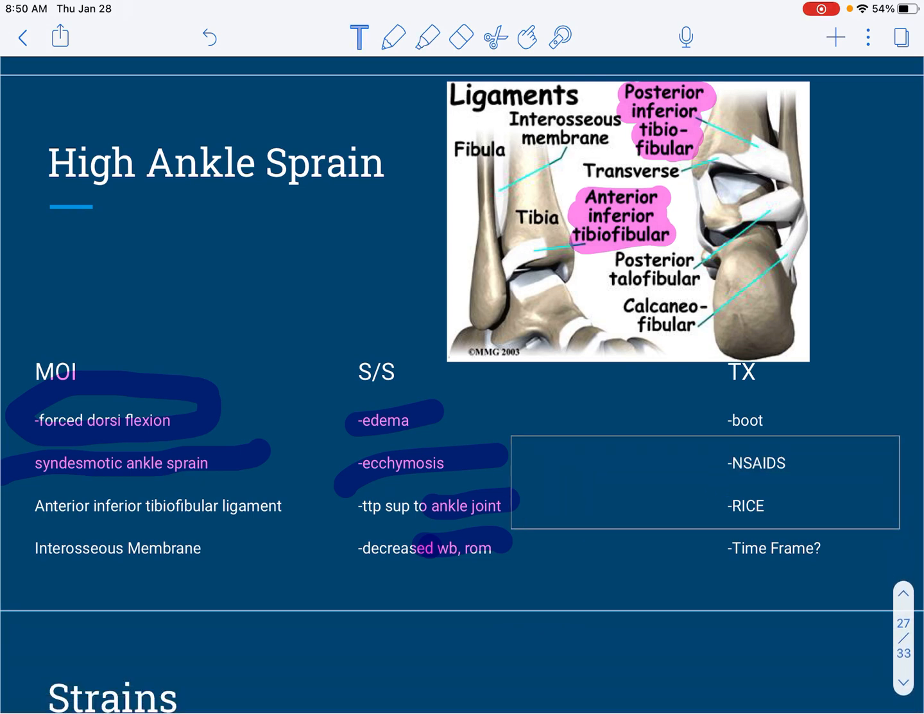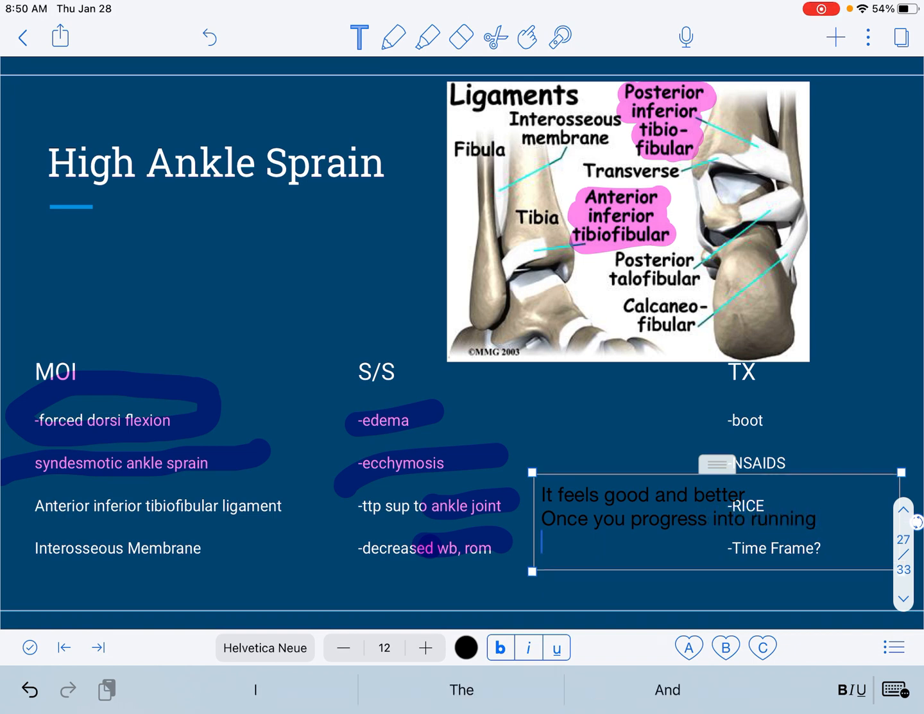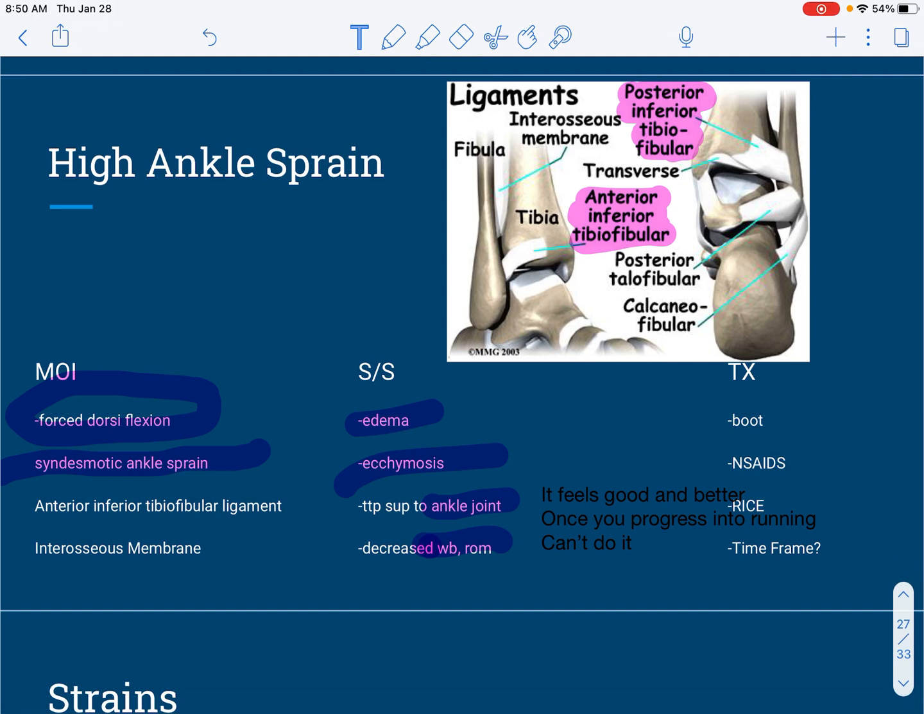So time frame. High ankle sprains are rough because they take longer than a regular ankle sprain. If we're doing normal rehab, it feels good and better, but once you progress into running, you just can't do it. It won't let you, right? So you feel like you're good, you start to try to return back to play, but you're back at phase one. We're talking probably like 4 to 6 weeks for a high ankle sprain.